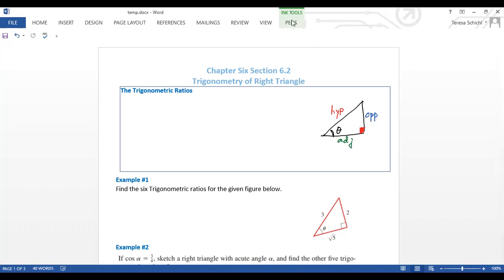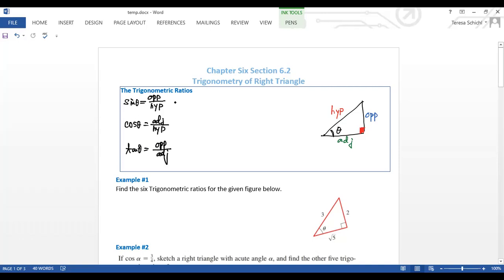The six trig functions are defined as follows. Sine theta is the opposite over the hypotenuse. Cosine theta is the adjacent over the hypotenuse. Tangent theta is the opposite over the adjacent.